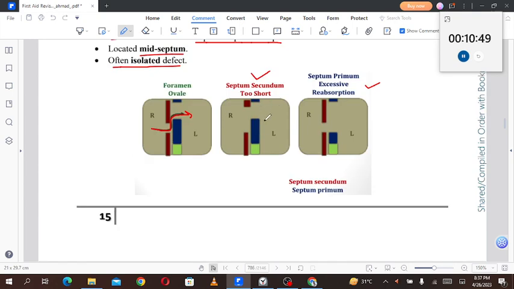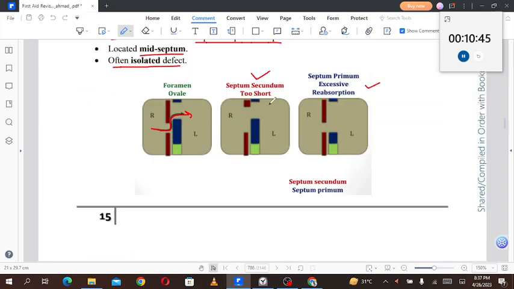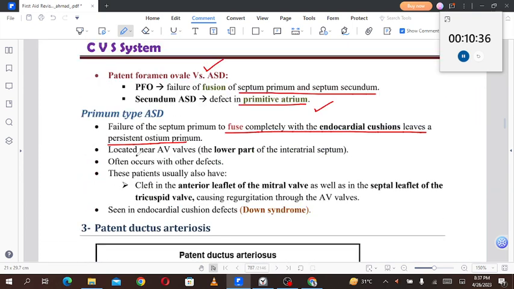Resultantly, there is no picture of that. So the problem is that this septum, suppose it was over here, and the septum primum was to come all the way over here, it did not fuse, and that is how we have primum type of ASD. Located near the AV valve, the lower part of the interatrial septum, often occurs with other defects. These patients usually have cleft in the anterior leaflet of the mitral valve as well as in the septal leaflet of the tricuspid valve. So the problem is that they have primum ASD.